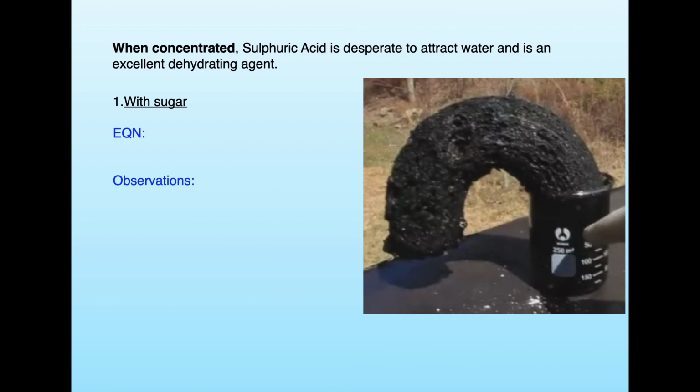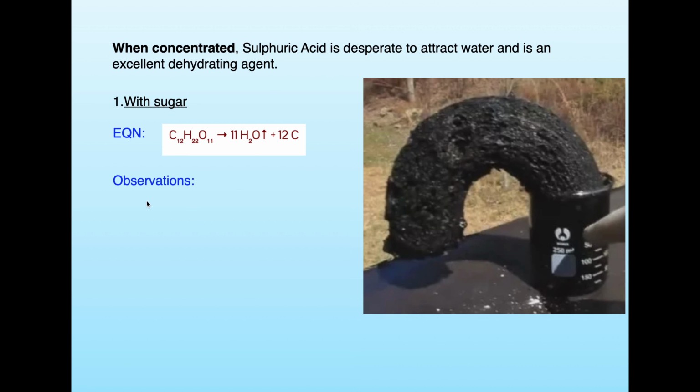When it's concentrated, sulfuric acid is desperate to attract water, and it's a good dehydrating agent. So if I mix it with sugar, with glucose or sucrose or whatever, what it does is it rips the water out of the sugar, leaving just carbon. And that carbon comes out of a beaker like this in a kind of spectacular form. And all of this is just carbon. It's like charcoal. And you see lots of water vapor come off because it gets very hot. It's an exothermic process.